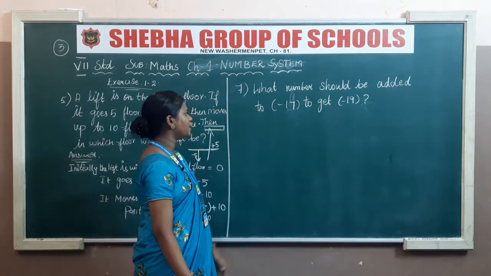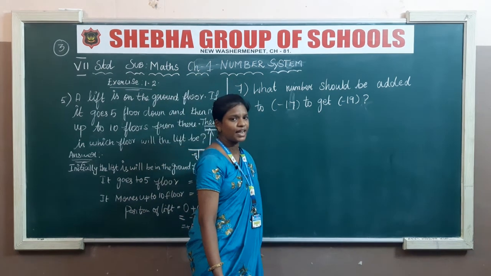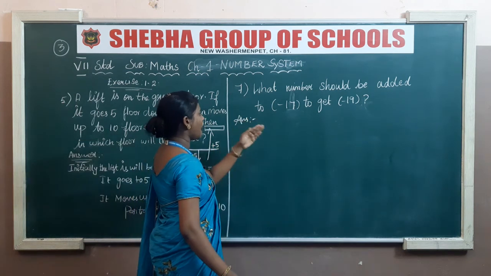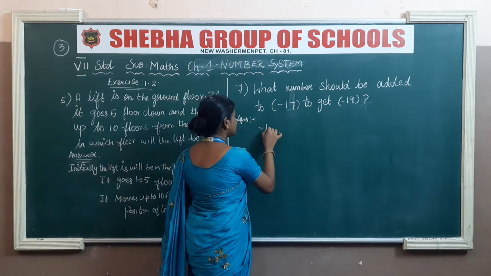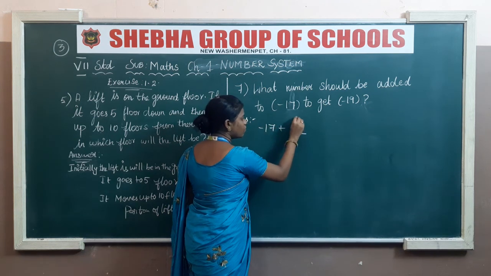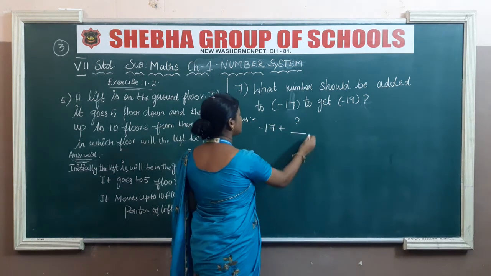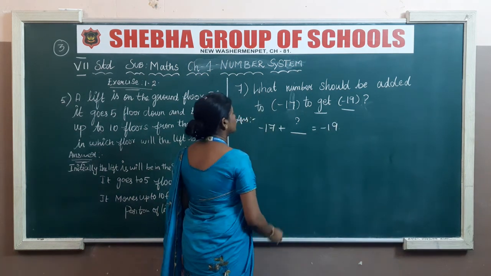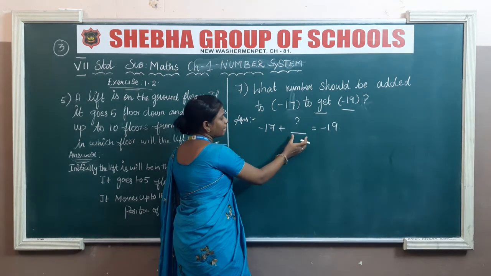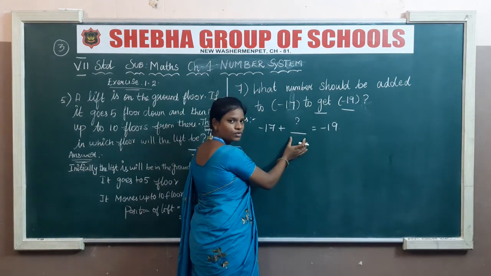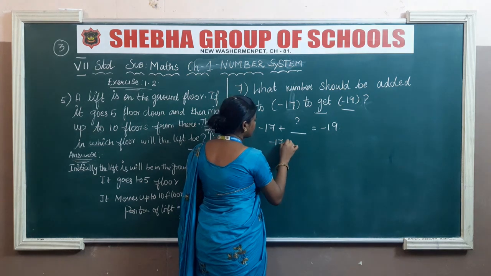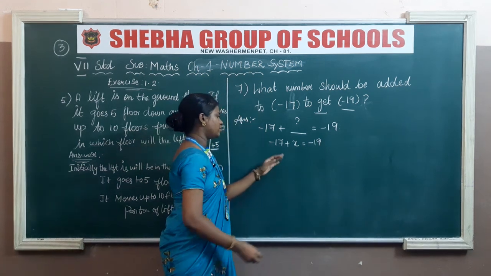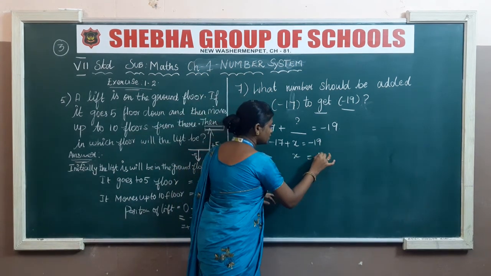What number should be added to minus 17 to get minus 19? So we have to write minus 17 plus what number, we have to find what the number is, is equal to minus 19. So let us consider the number as x. We have to consider plus x. Minus 17 plus x is equal to minus 19.